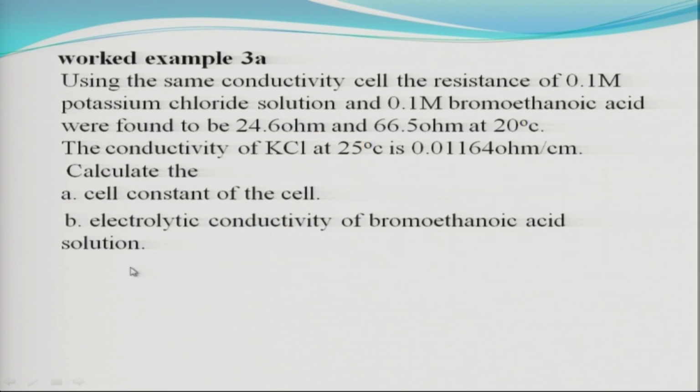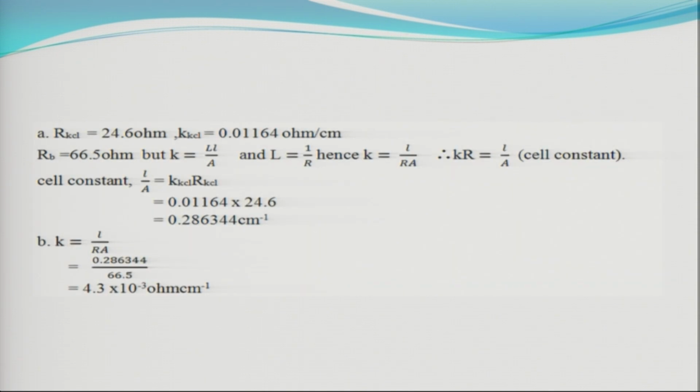The resistance of what? Remember, we have two resistances. One of them is for potassium chloride, another one is for bromoethanoic acid. So we use the one which is 66.5, and we divide. Units: our cell constant has per centimeter, and our resistance is supposed to have units of per ohm per centimeter. So that is one of the questions.